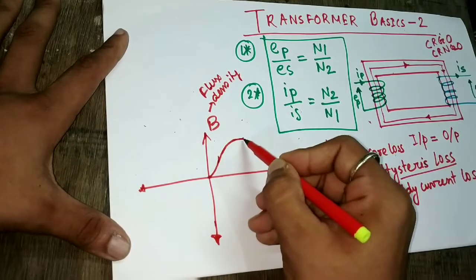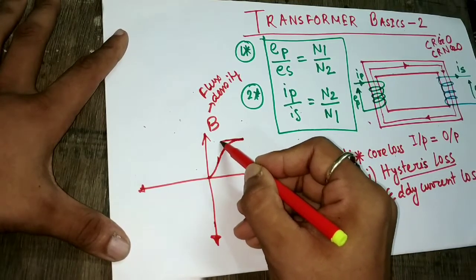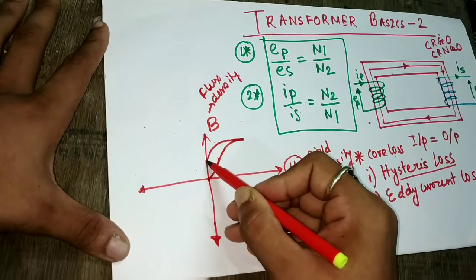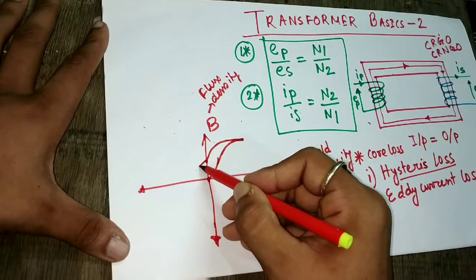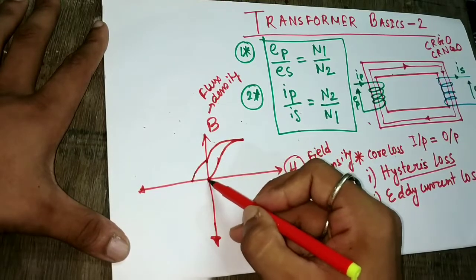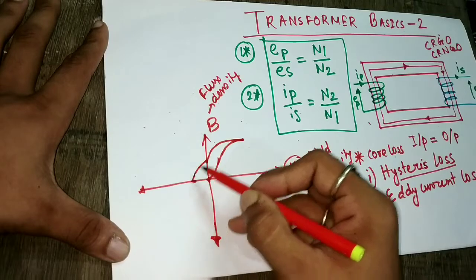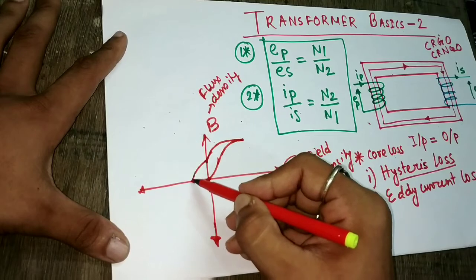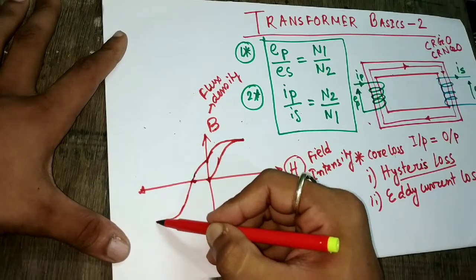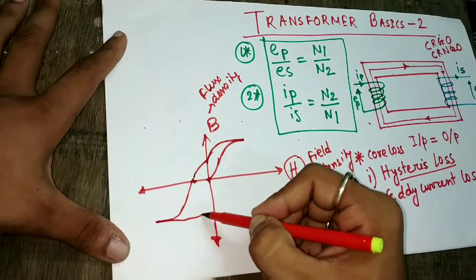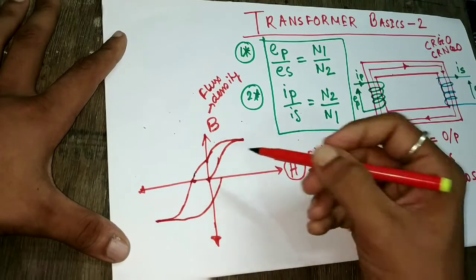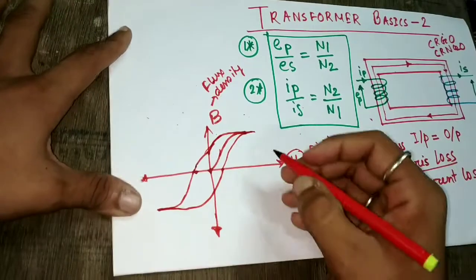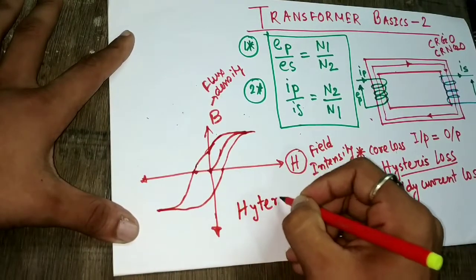First it will go in this way. Here you can see the intensity is 0, but the flux density is present. Again we are lowering the field intensity. Here the field intensity is negative, but the flux density is still present. Again we lower it, coming here, saturation occurs again, and if we apply a certain field, then it is 0 again. This loop is known as the hysteresis loop.